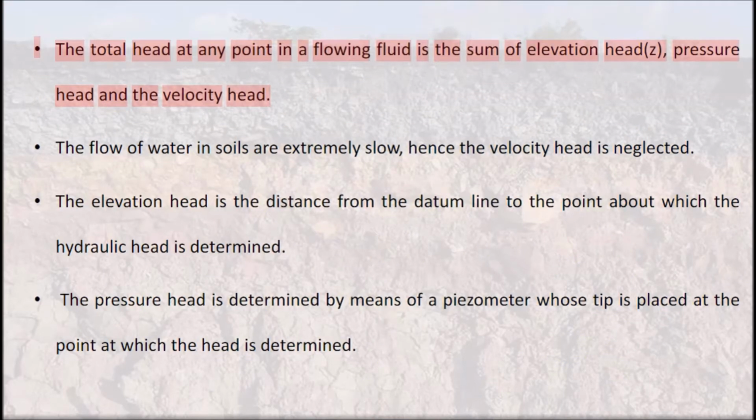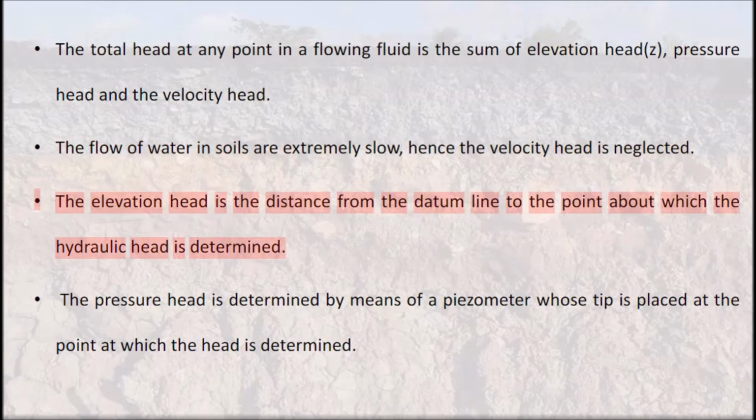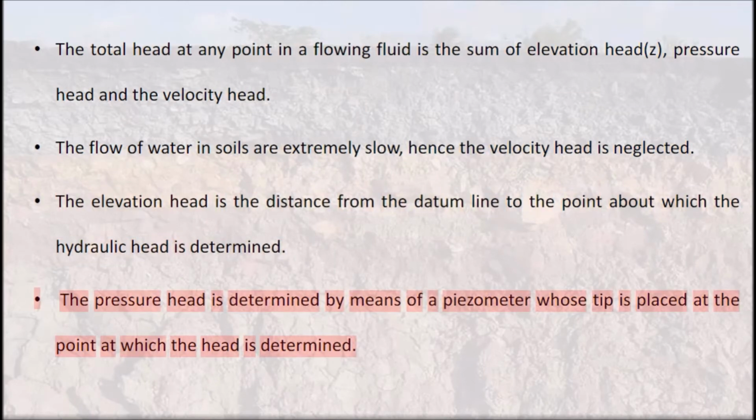The total head at any point in a flowing fluid is the sum of the elevation head, z, the pressure head, and the velocity head. The flow of water in soils is extremely slow, hence the velocity head is neglected. The elevation head is the distance from the datum line to the point about which the hydraulic head is determined. The pressure head is determined by means of a piezometer whose tip is placed at the point at which the head is determined.